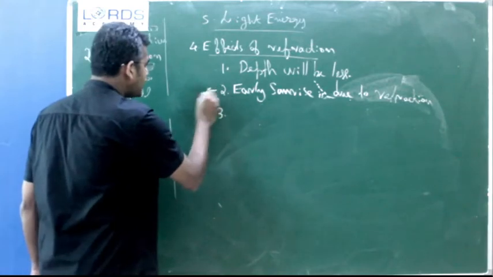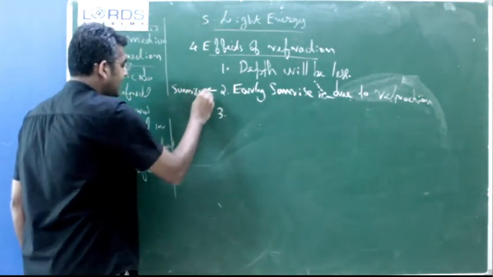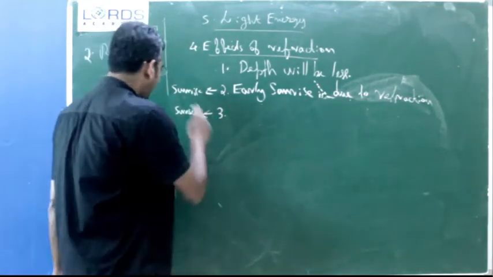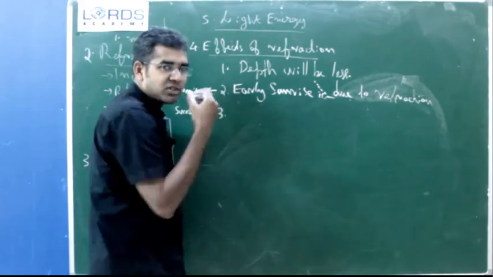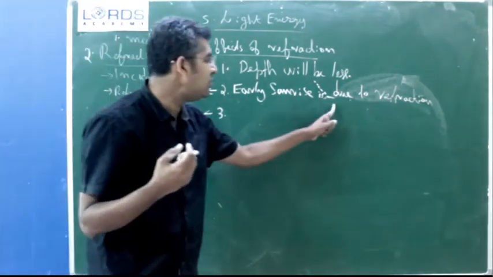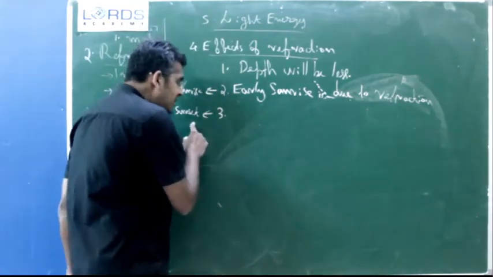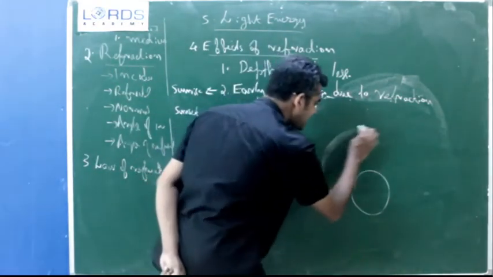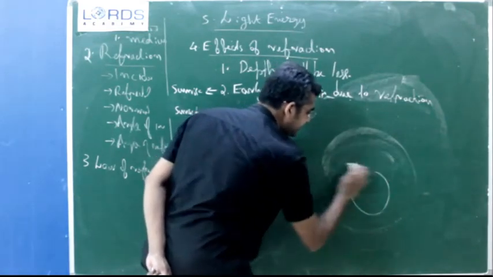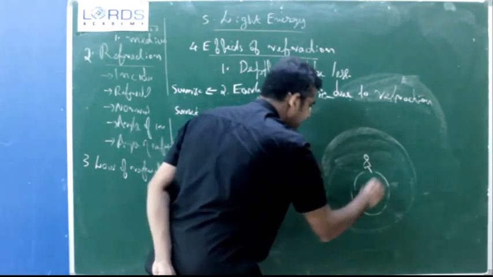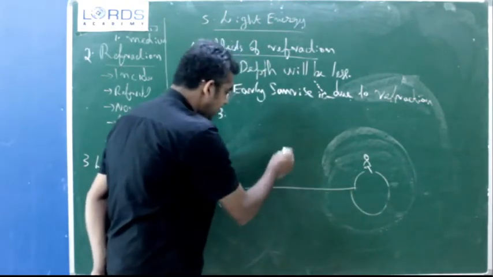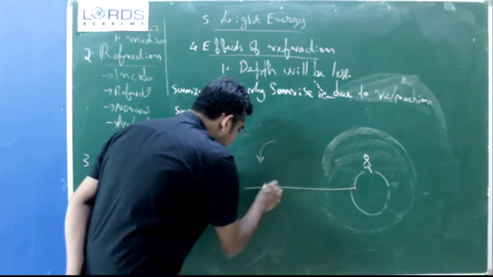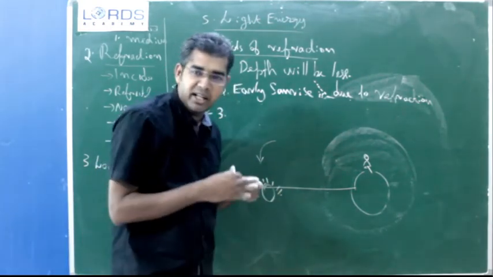So the second effect is about sunrise. The third is about sunset. About sunrise, we have the experience of early sunrise due to refraction. About sunset, think, our earth has an atmosphere. You are standing here in the atmosphere. Think, the sun is going down. The sun has reached here now. The sun is already set. The sun has already gone down.